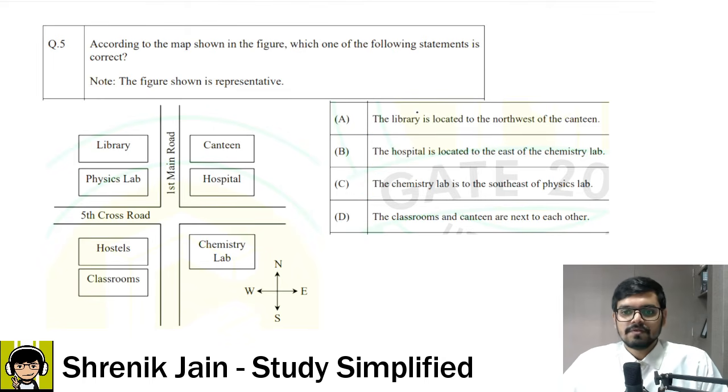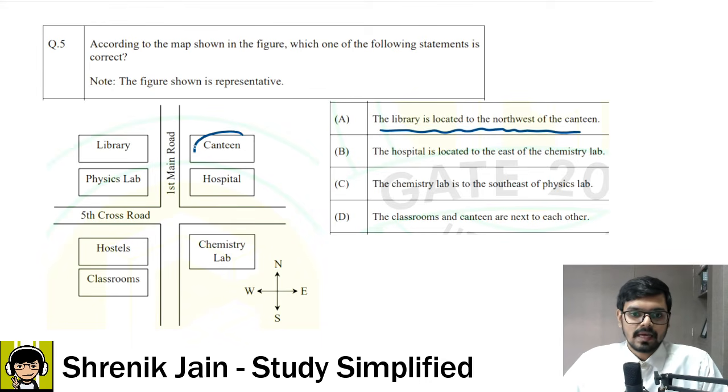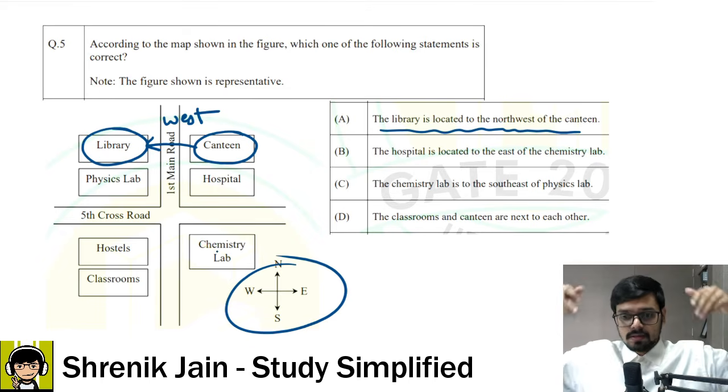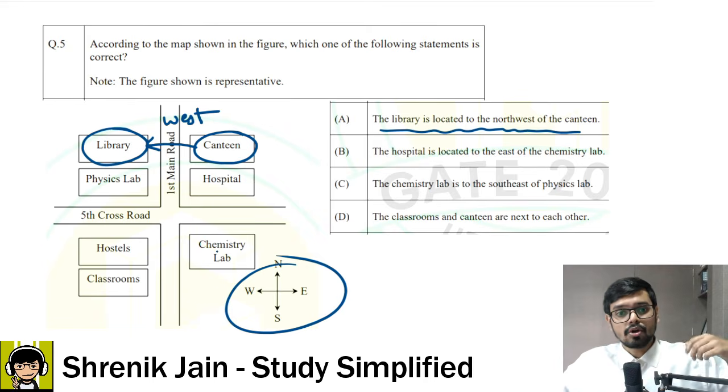Okay. So the first option says the library is located to the northwest of the canteen. Canteen is here, library is here. From the canteen, if you look at the library, is it looking like northwest? No, it is looking like only west. See, this side west, this side east, this side north, this side south. So saying northwest, absolutely it is wrong.